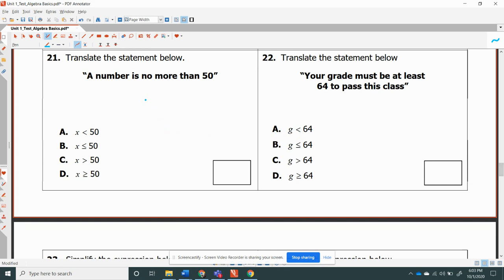Okay, if a number is no more than 50, can it be 50? Yes, it can. Can it be 49? Yes. Can it be 51? No. So x must be less than or equal to 50. If your grade must be at least 64 to pass this class, can it be 64? Yes, at least 64, so 64 counts. Can it be 63? No. Can it be 65? Yes. So G, they're using G for grade. You can use any letter you want for these, but G for grade, G must be greater than or equal to 64, which is D.